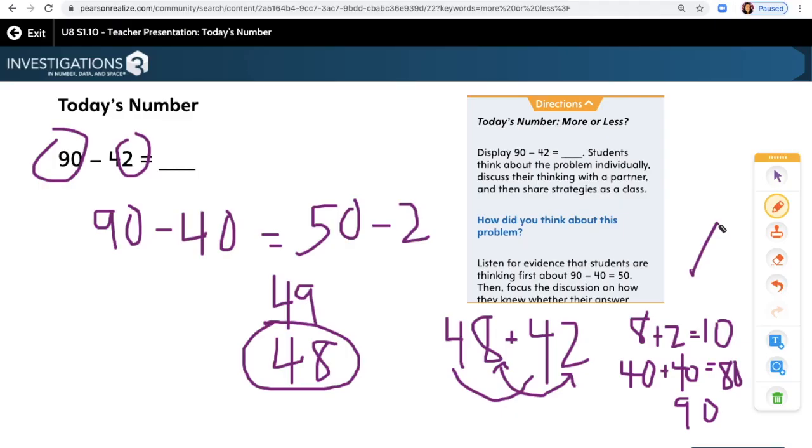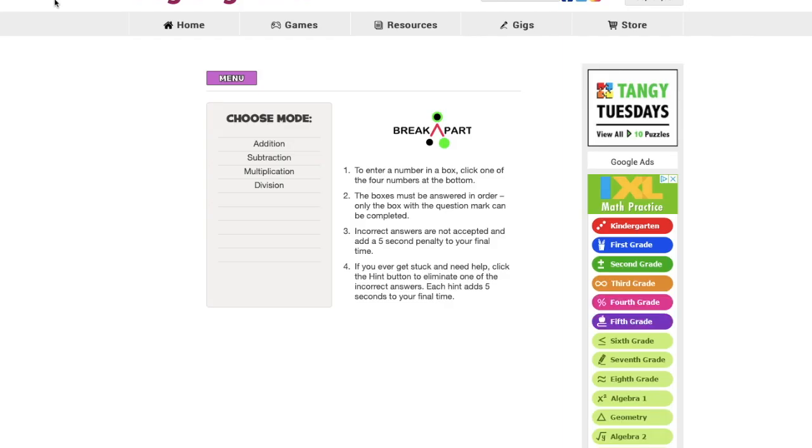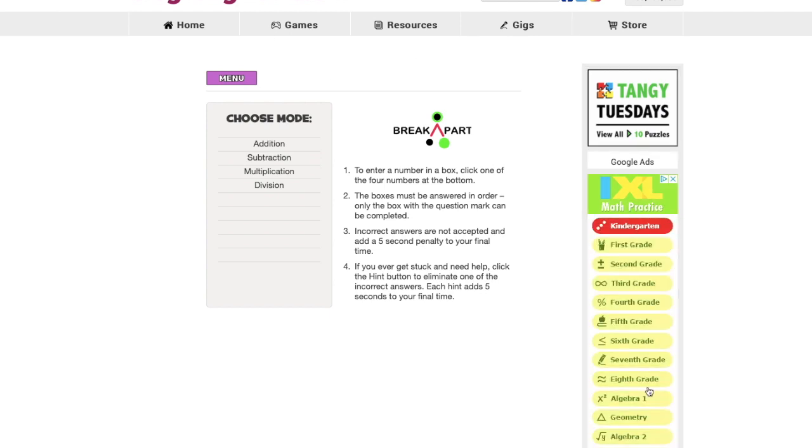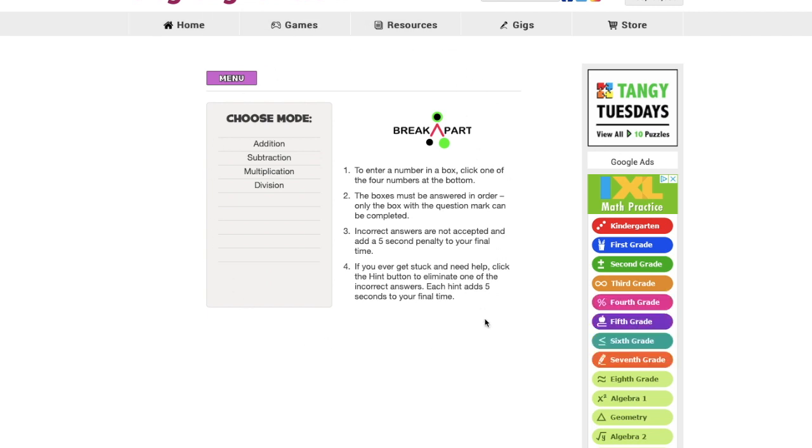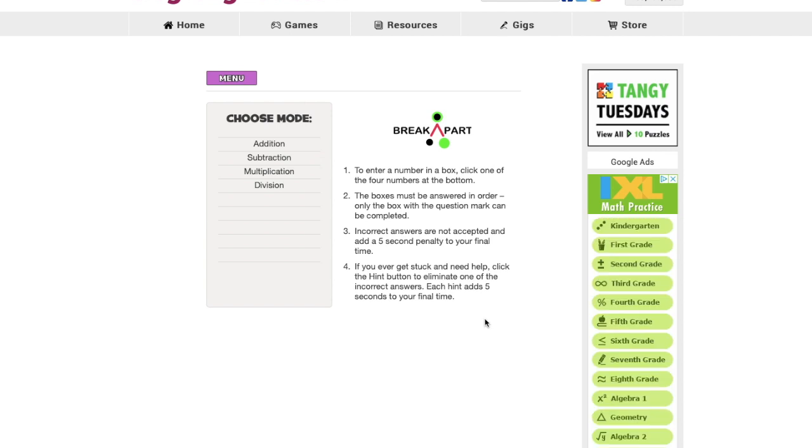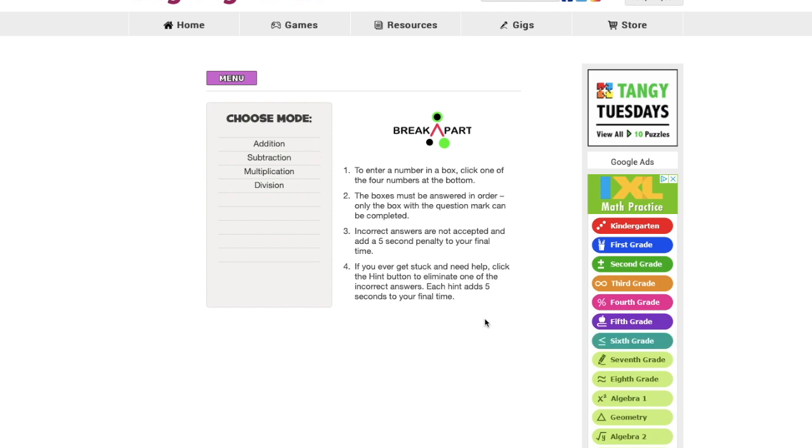Next, I'm going to teach you how to play a game on gregtangmath.com called Break Apart. We are at gregtangmath.com, and over here this is all ads, so we don't want to click on these. We want to focus on the information that's just right here. So we have a couple of choices when we play this game. We can play with addition, subtraction, multiplication, or division.